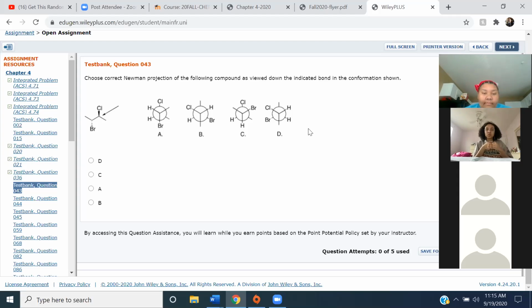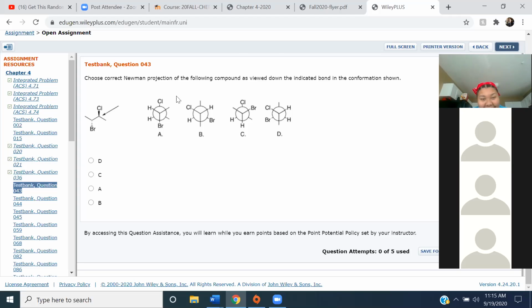Looking at the bond line structure, you're looking at it from the side, but if you look at the Newman projection, they're showing you how you would see it if you were looking at it from the front. Okay. The chlorine, that's making sense. And then in the back, okay. That makes better sense now that I'm looking at it from that point.